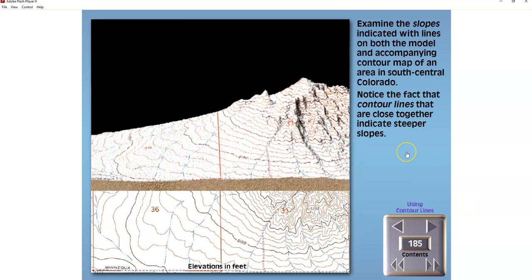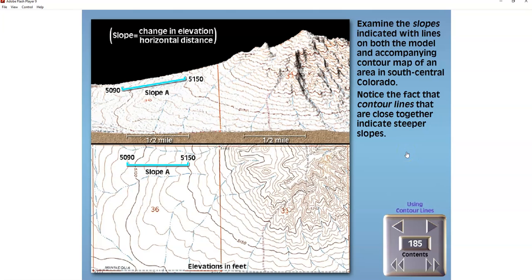Examine the slopes indicated with lines on both the model and accompanying contour map of an area in south-central Colorado. Notice the fact that contour lines that are close together indicate steeper slopes. Right, so you can see on the left-hand side, these contour lines are spread out. So that's why it's not as steep. And then if you look on the right-hand side, notice the contour lines are a little more packed together. That's why it's a steeper slope or steeper gradient.